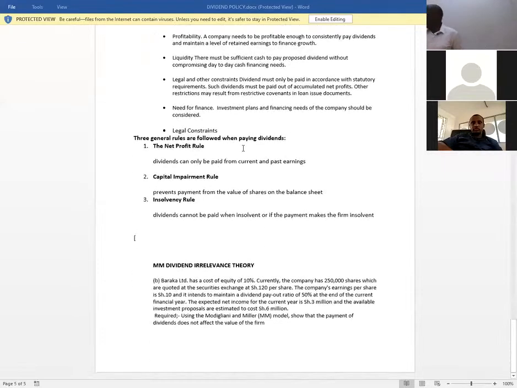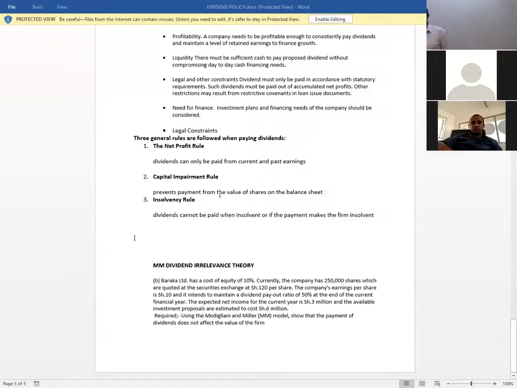the general rules and the legal constraints. Three general rules are followed when paying dividends. Number one, the net profit rule: dividends can only be paid from current or past earnings. The capital impairment rule prevents payment from the value of shares on the balance sheet. We don't want to pay dividends in a way that our capital, our MPS, will go down.